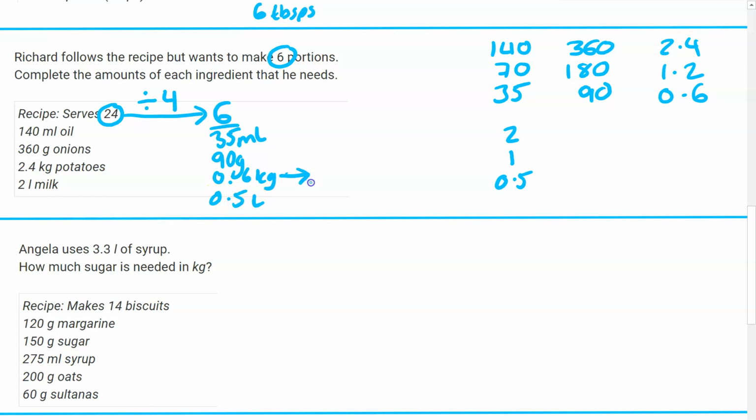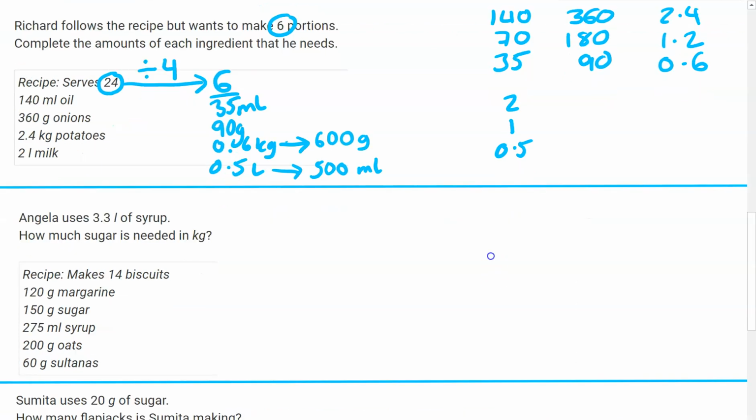This one, they might ask it for it in grams rather than kilograms. So you times it by 1,000 to give you 600 grams. And for this one, they may want it in millilitres. Again, you times by 1,000. So this is 500 millilitres. Just watch out. Your question will show you somewhere what unit they want it in.